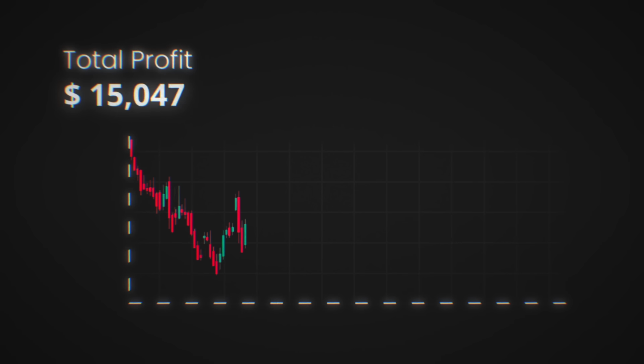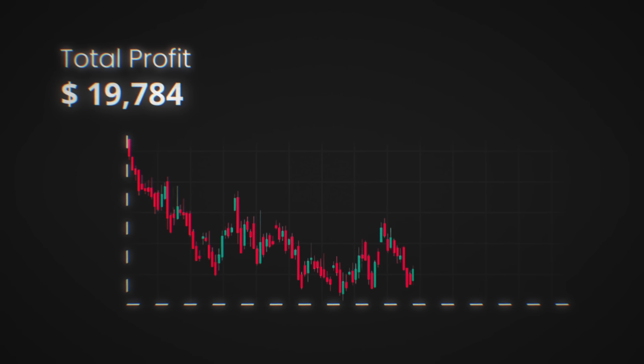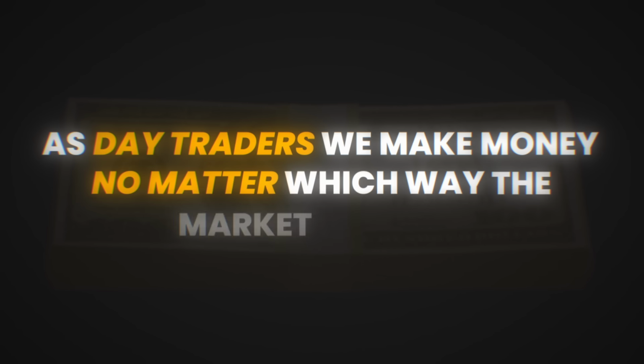Now, another cool thing about day trading is that even if a stock is going down, we can actually make money. Even if a crypto is going down, no matter what we're trading, even if it's going down, we can make money. Versus if you just buy a stock and hold it like your grandparents probably used to do, you can only make money if the stock goes up. But as day traders, we make money no matter which way the market is going.